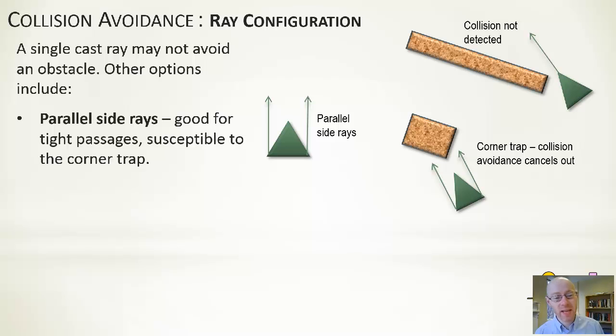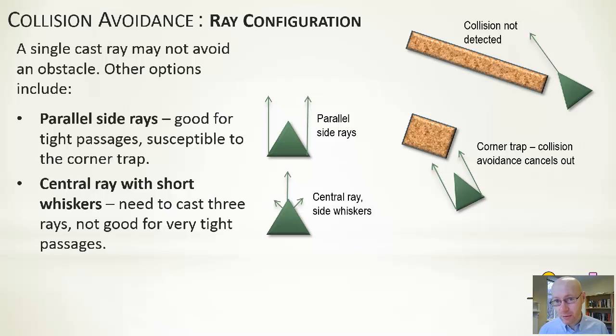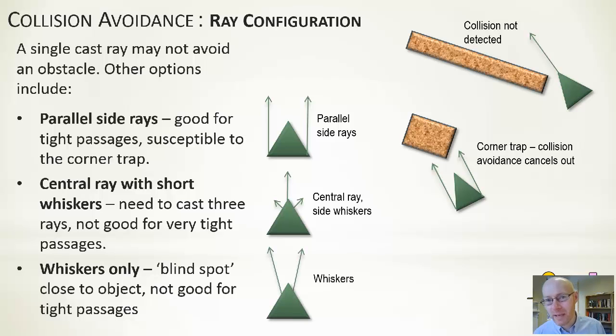There are different ways of doing this then. You can have one single ray projected out with a couple of smaller side whiskers, and they're used if you get up close to the particular target. That helps avoid a number of these problems, but it's not good for small passages where the object wants to go down the middle of it. This will bounce you from one side to the next. Another approach is to use two medium length whiskers going out. Again, there's less of a risk of a blind spot, though it's not necessarily as good for a tight passage.